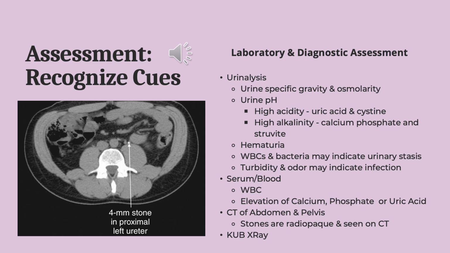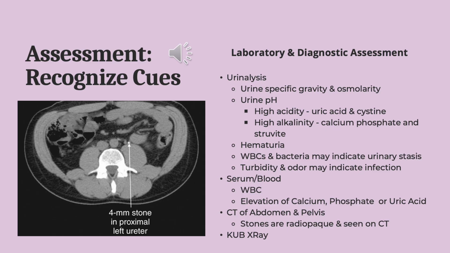So a urinalysis, or a UA, is the key initial test. By measuring the urine-specific gravity and the osmolality, we can assess hydration levels. The urine pH provides information about the stone's composition. High acidity is often associated again with uric acid or cystine stones, while high alkalinity suggests calcium phosphate or struvite stones. Hematuria, or blood in the urine, again, is a very common finding that's caused by trauma from the stone.